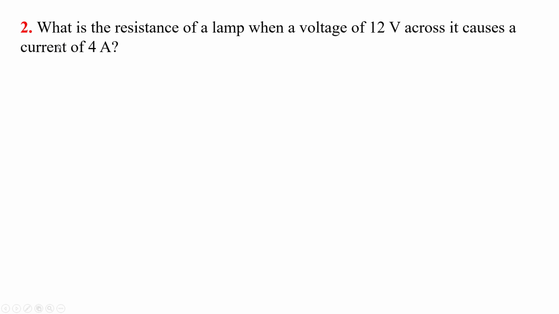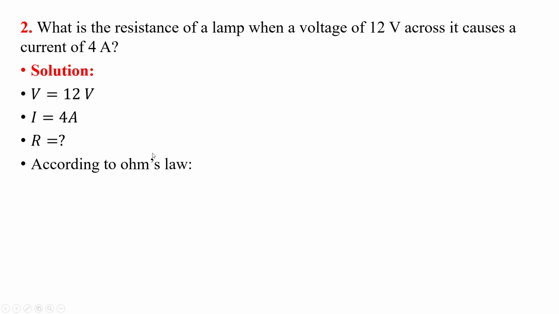Question number 2: what is the resistance of a lamp when a voltage of 12 volt across it causes a current of 4 ampere? The voltage is 12 volt, the current is 4 ampere, and we need to find the resistance. According to Ohm's law, V is equal to IR. Arranging the equation, R is equal to V over I. Putting the values in, 12 divided by 4, the resistance comes out to be 3 ohm.